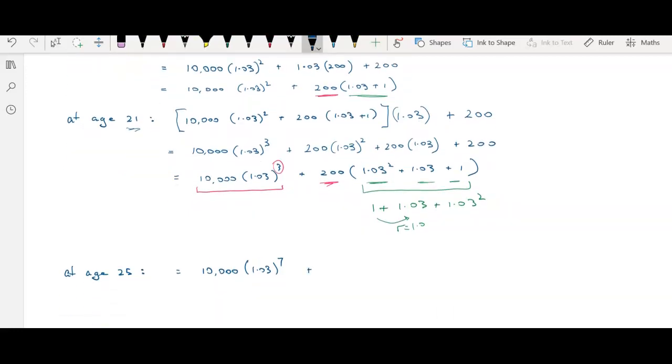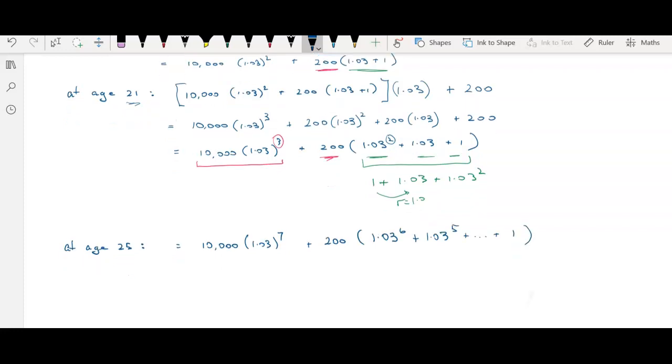Okay, I know that I've got a 200 here. What am I going to have? I'm going to have 1.03. Now, what's this power? It's 1 less than this one. So it's going to be 6 plus 1.03. And the powers are going to go down, I can assume all the way down to 1 being my last term.